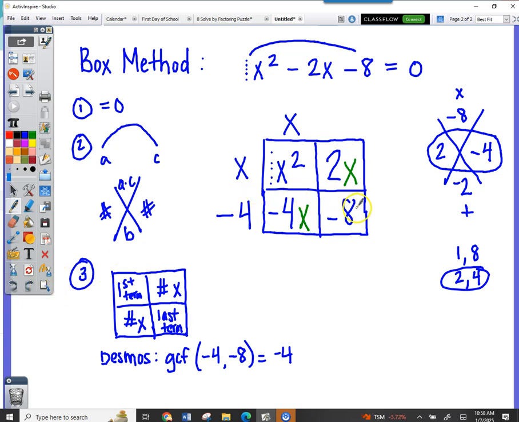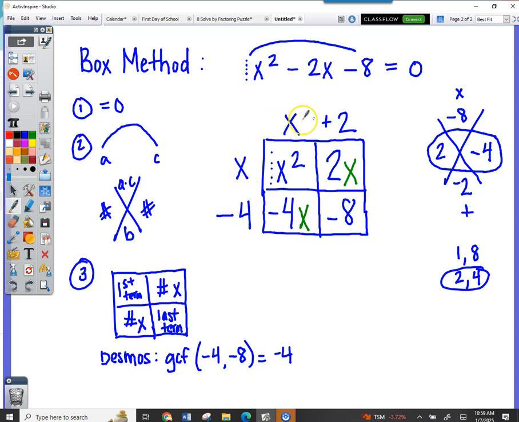Yes. Repeat. If I divide -8, divide, not subtract, by -4, what's left? 2. I'm going to put a +2. Now ask yourself, is -4 times 2 -8? Yes. And then now you just check it with the top. Is X times X, X squared? Yes. Is x times 2, 2x? Yes. So you did it right.